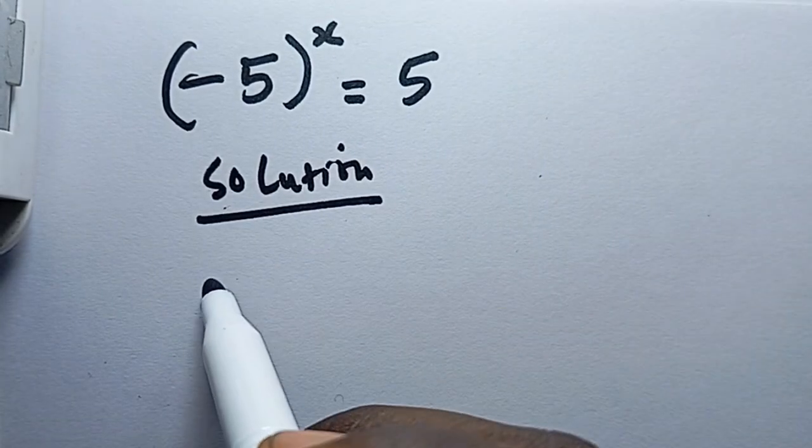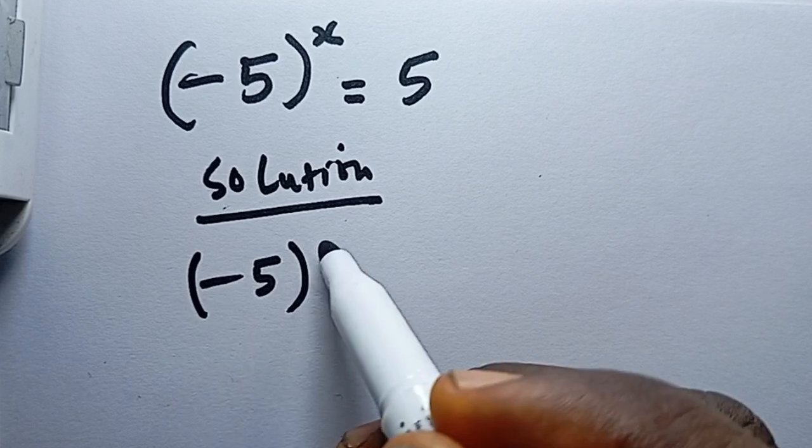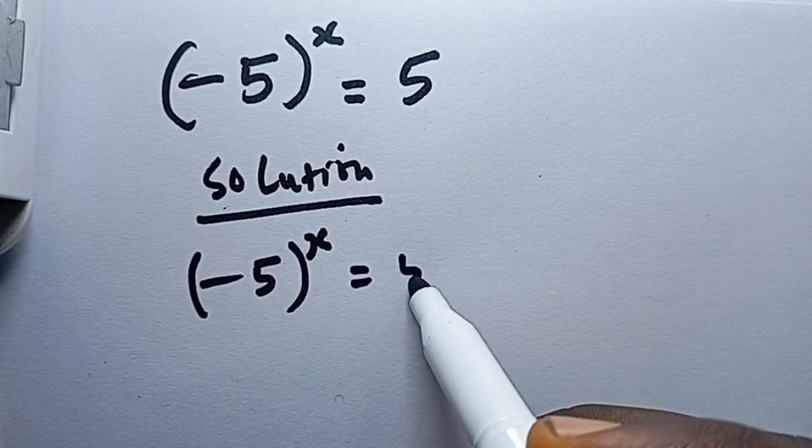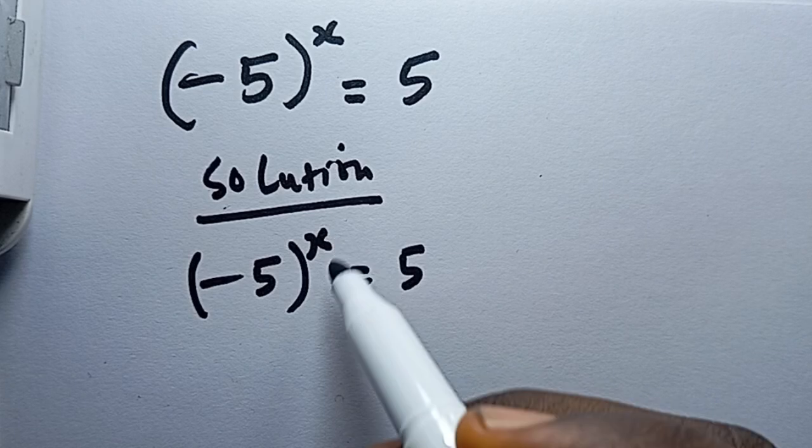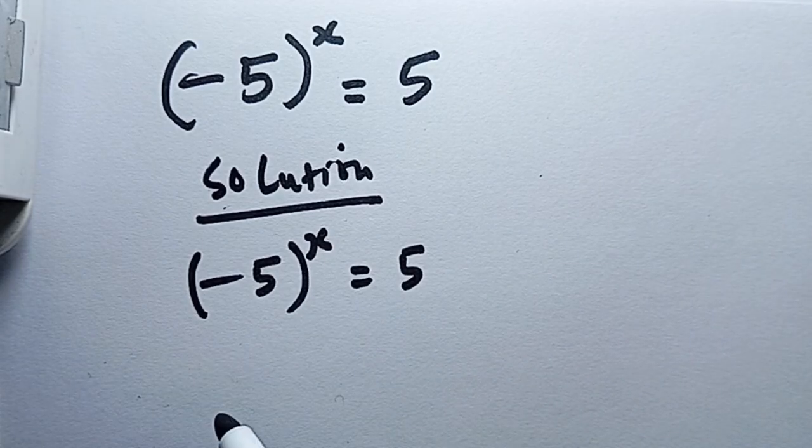Okay, so what we have is minus 5 raised to power x is equal to 5. So we want to find out the value of x that is actually going to satisfy it.